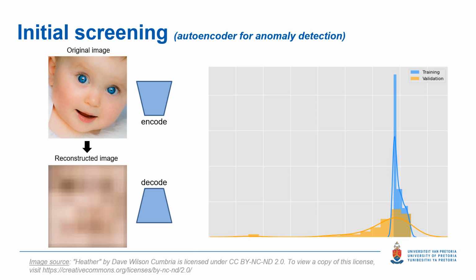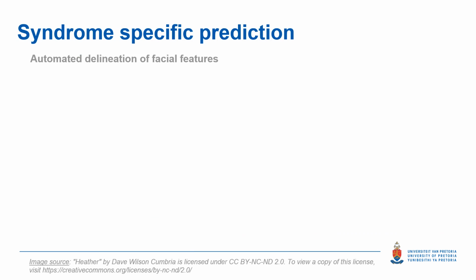This graph on the right shows the density distributions for non-syndromic images for training and validation. When the model is presented with syndrome images, the distribution shifts, and this segregation is the premise for anomaly detection.